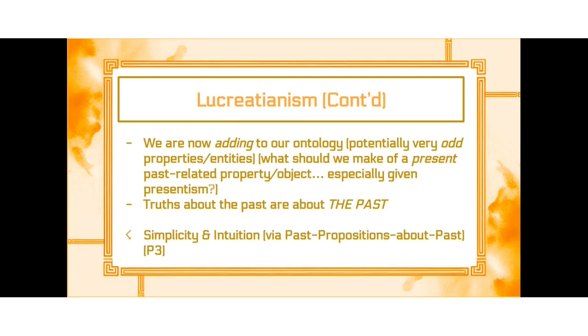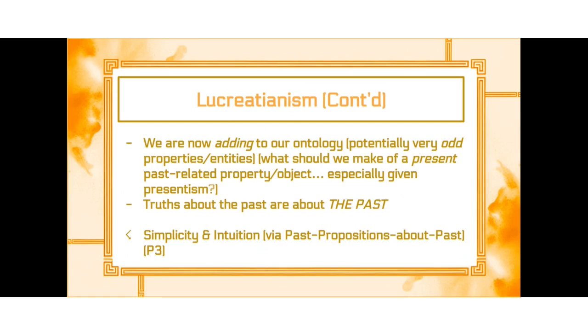There's a lot at issue here. Obviously, we're now adding some stuff to our ontology, and we just said that presentism is good because it gets rid of a lot of stuff. These things seem like qualitative differences, right? These are very strange abstract properties and entities. If they're not abstract, they're even stranger, right? How can we make sense of a past-related, current, present property, right? Especially given presentism, where the past doesn't exist compared to when you're in the present. That makes no sense, right?